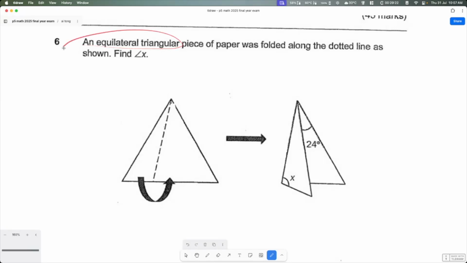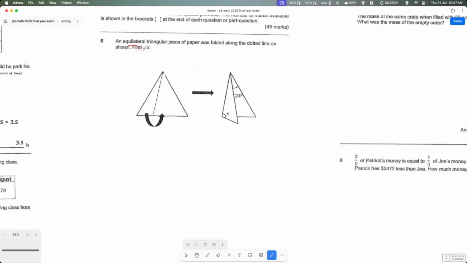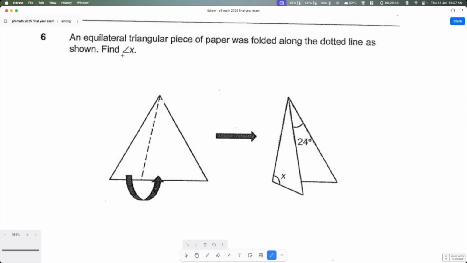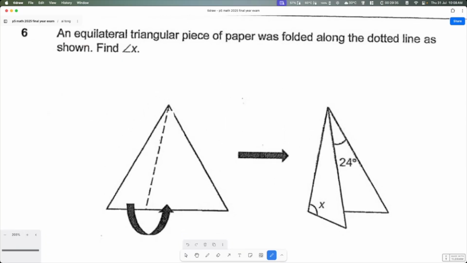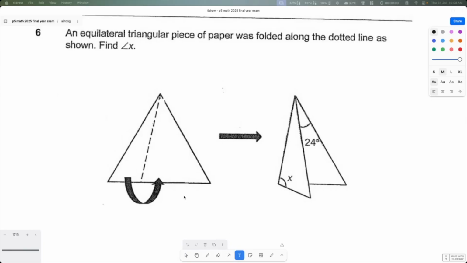An equilateral triangle piece of paper was folded along the dotted line. That's what you see over here. Okay, so find x. In this case, we know that all of the angles are 60 degrees.